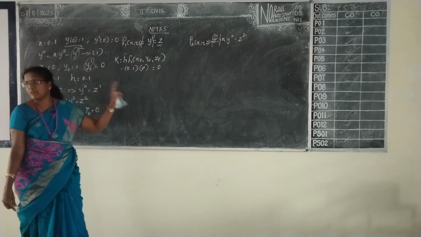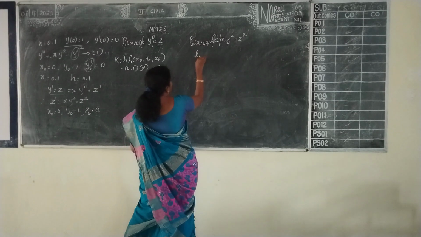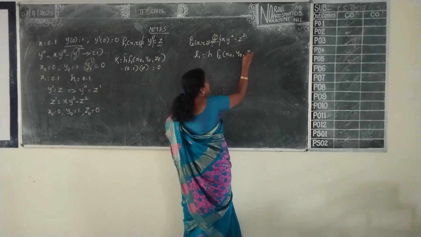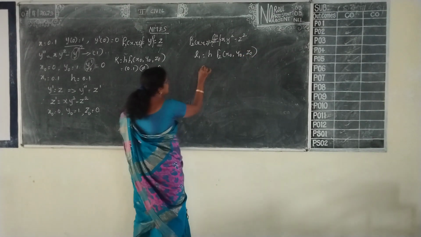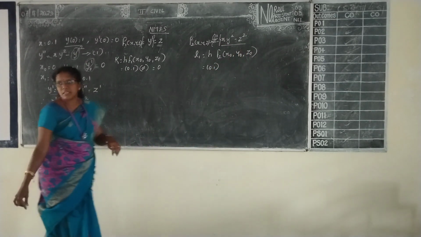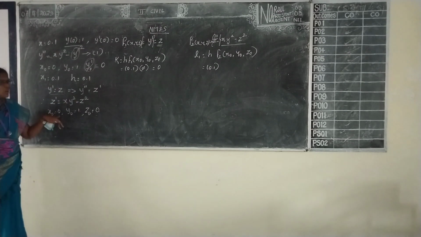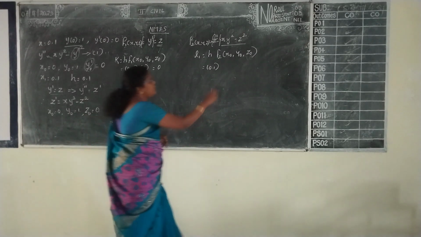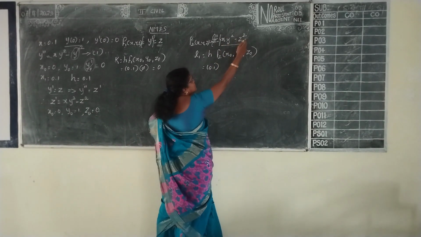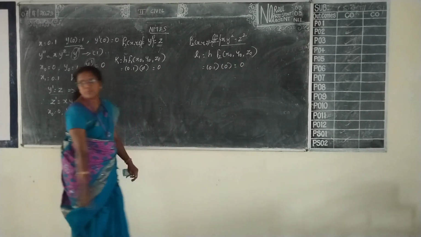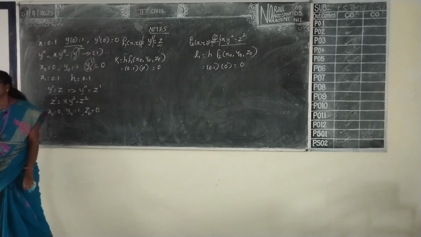Now simultaneously find L1. L1 equal to H into F2 of x0, y0, z0. Again H is the same, 0.1. This is your F2. So what are x0, y0, z0? x0 is 0, y0 is 1, z0 is also 0. So x0 is 0, the first term vanishes, z0 is 0, the second term also vanishes. So this is also equal to 0, because both x0 and z0 are 0.